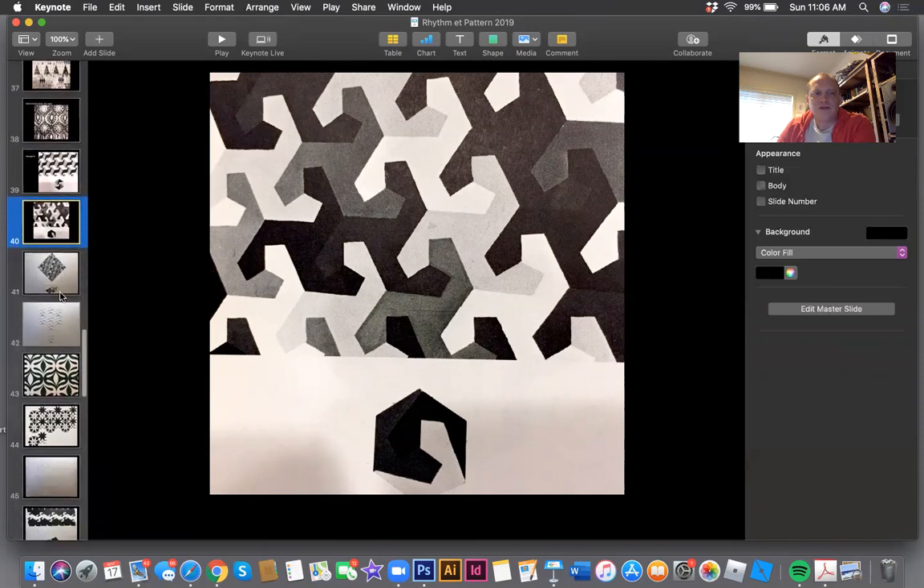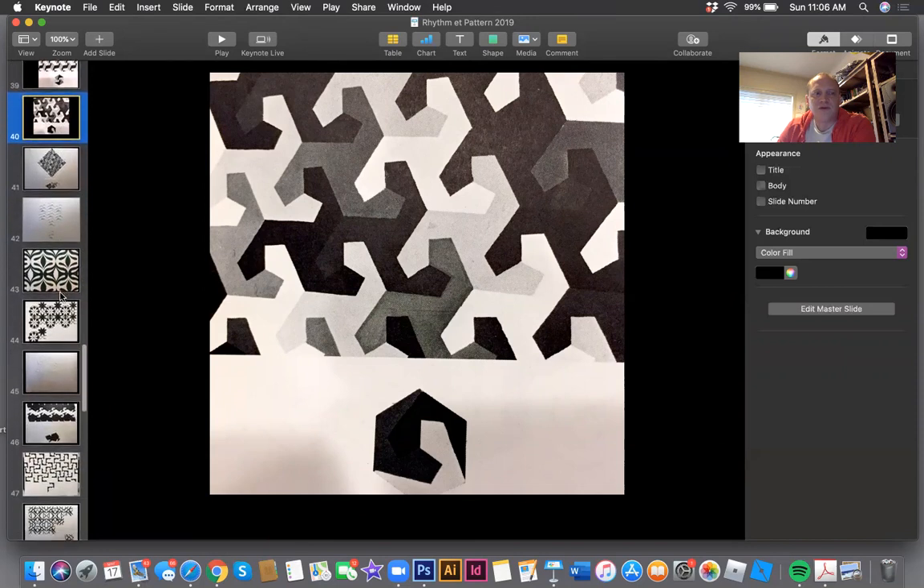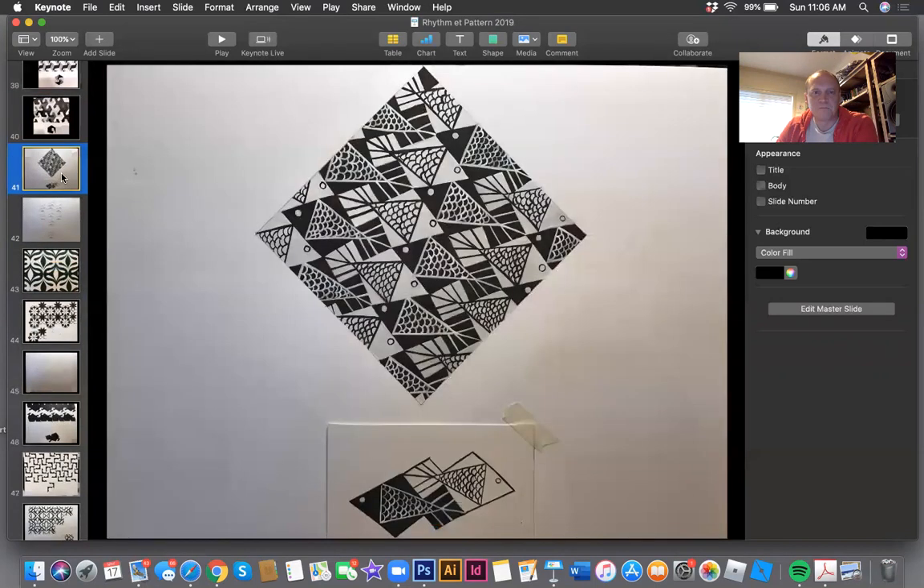So I want to show you some examples of some student work and then show you a bit of what the assignment is. So this is all hand drawn, and so this is really awesome. Here's the original cell right here, and then this is repeated over and over again.